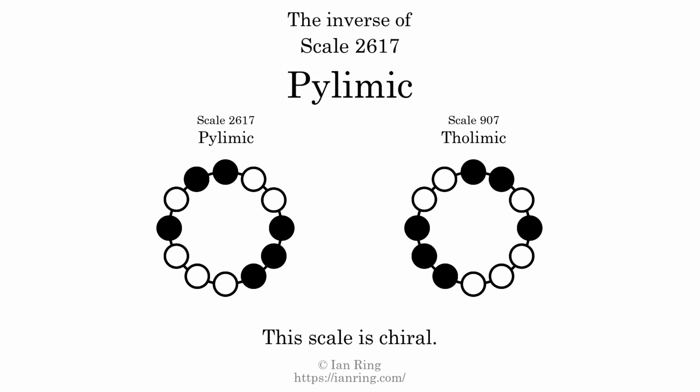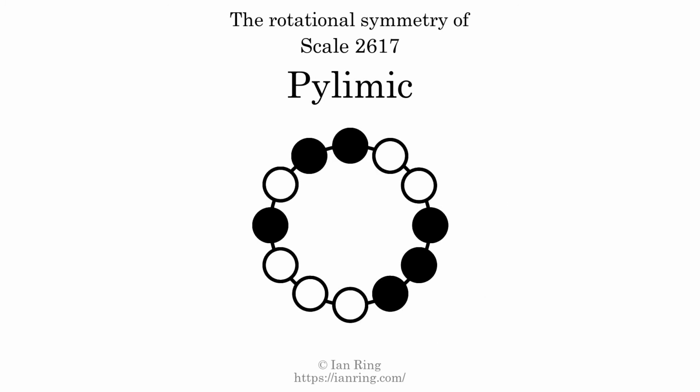The inverse of a scale is a mirror image. It is what you get when the sequence of intervals is reversed. The inverse of this scale is scale 907, also known as Pylimic. This scale is chiral. It cannot transform into its inverse by rotational transformation. This scale has no rotational symmetry.